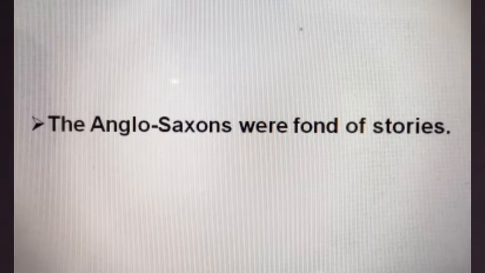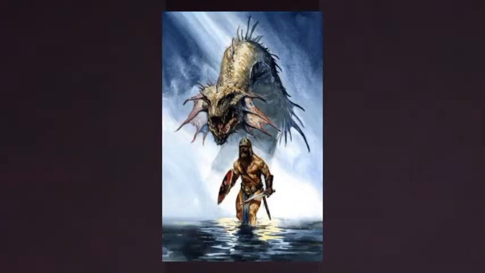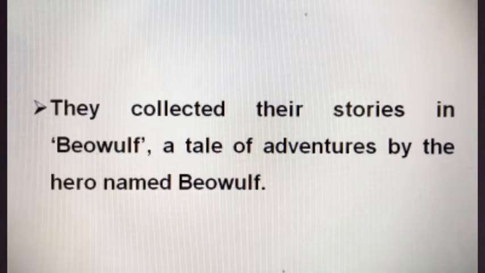After that we see the Anglo-Saxons' interest in stories. The Anglo-Saxon people were very fond of stories, and during their leisure time they spent telling and listening to stories. Thus they collected the stories into a bunch, and they titled it Beowulf. That is a tale of adventures by a hero named Beowulf.